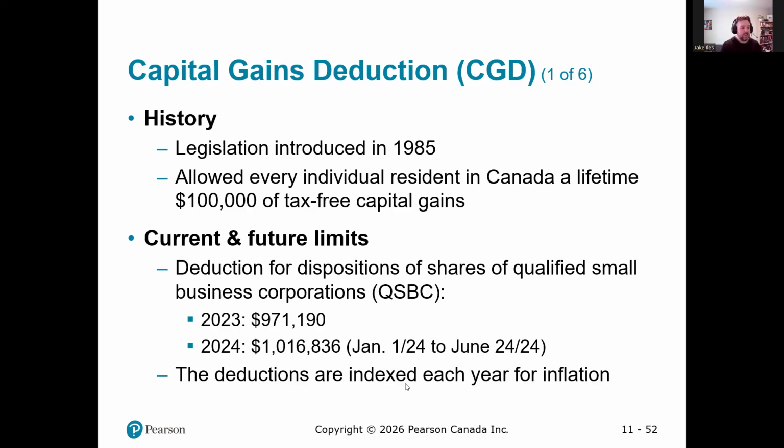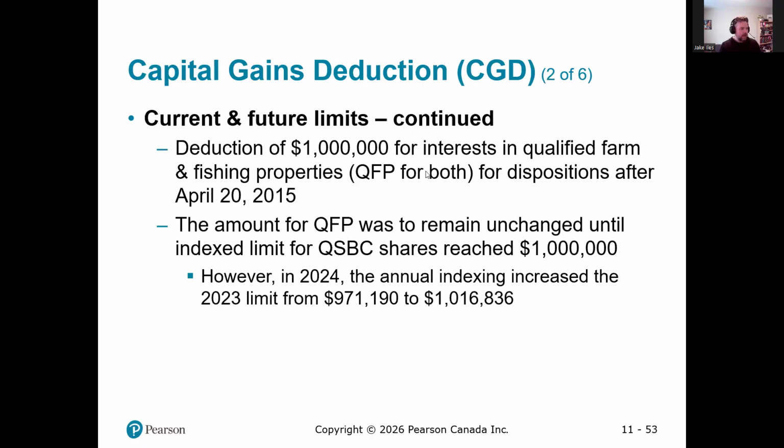So these deductions are indexed each year. And I know the government has declared intentions to get this number to 1.25 million. The deduction of $1 million for interest in qualified farm and fishing properties for dispositions after 2015, the amount for qualified fishing properties was to remain unchanged until the index limit for qualified small business corporations reached $1 million.